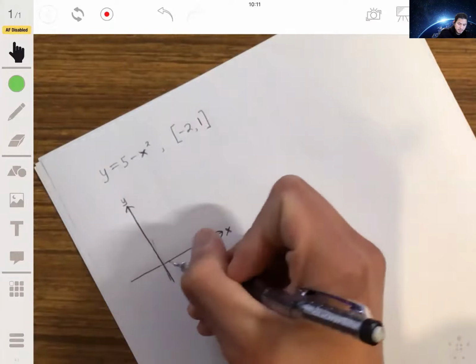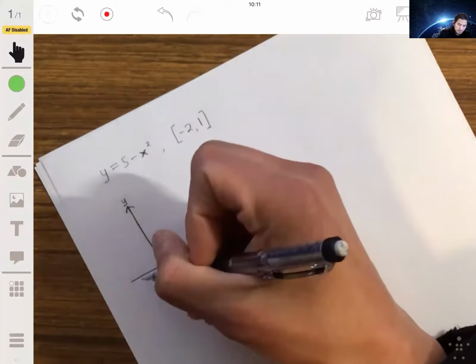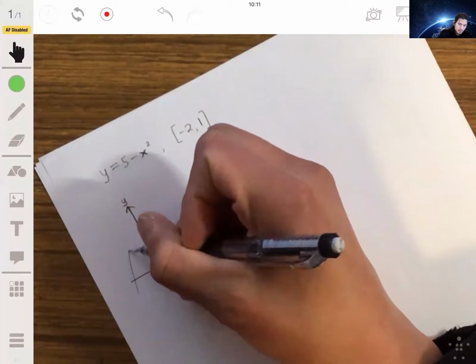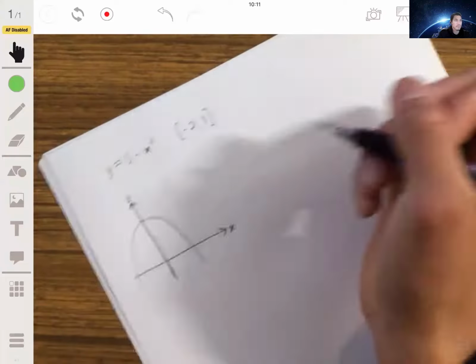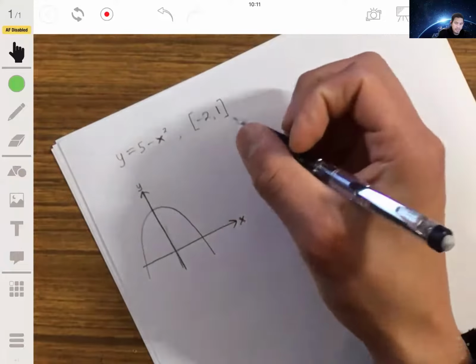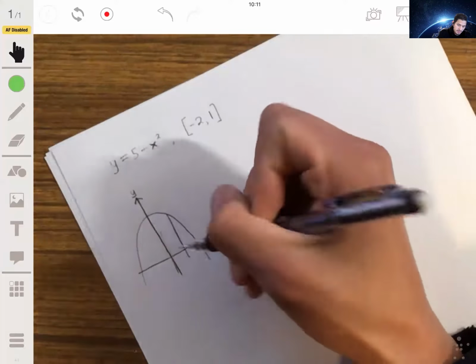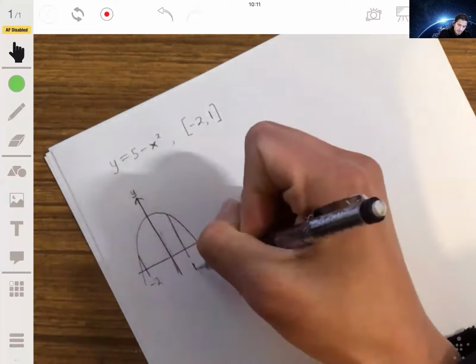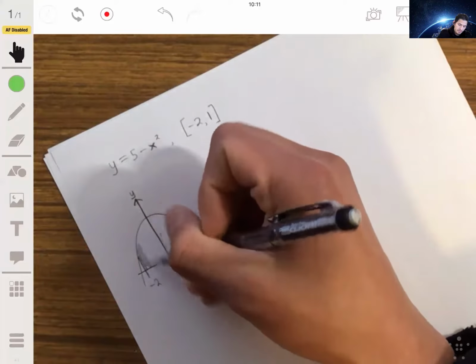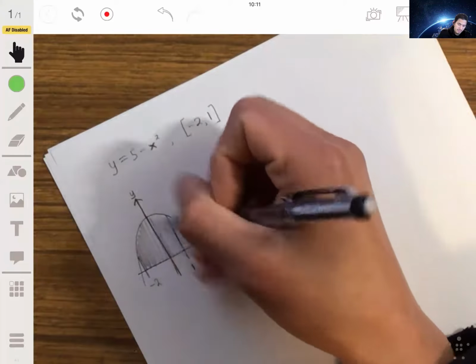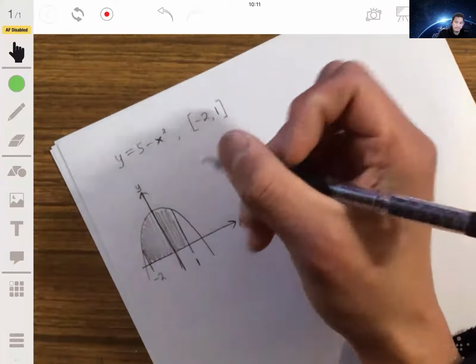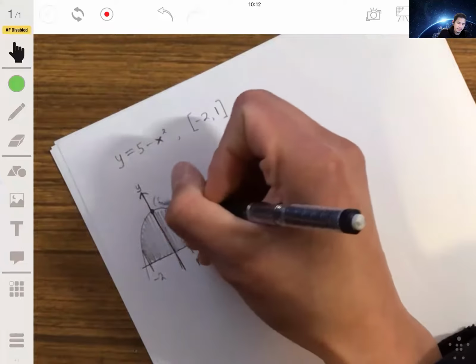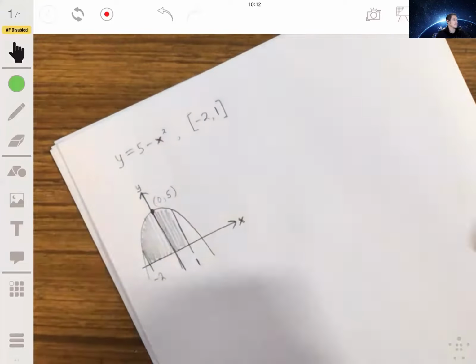Not my best graph. Okay, so this will be a downward-looking parabola. From -2 to 1, it'll get close, but it won't go all the way to the edge. So we'll be looking at some areas sort of like this. And that'll be at 0.5, but that's not too important.